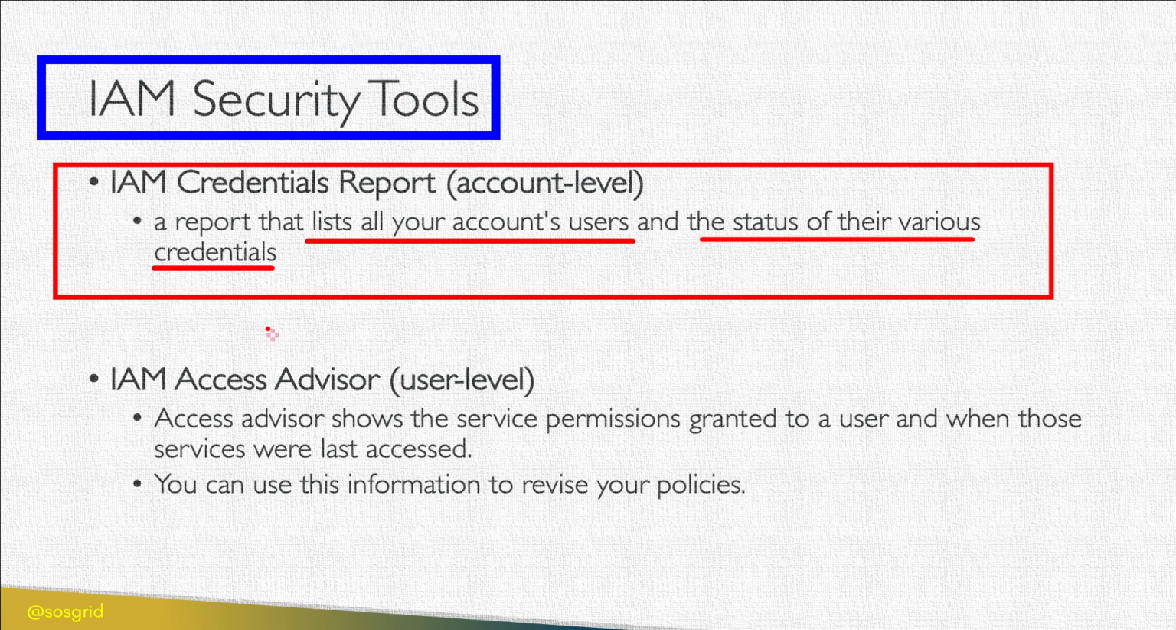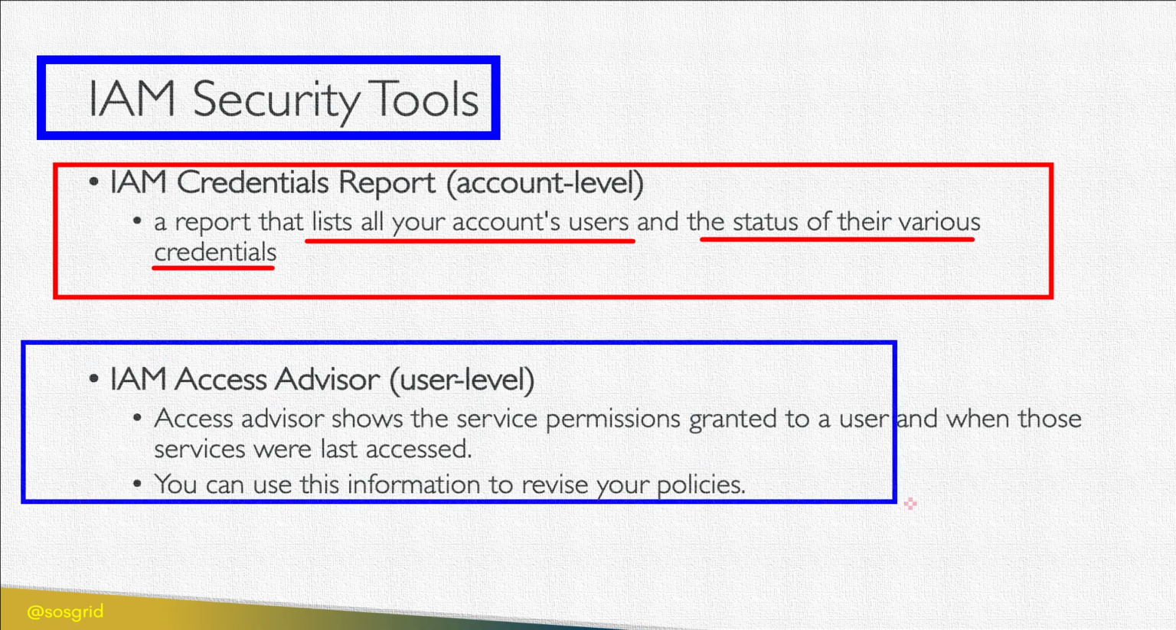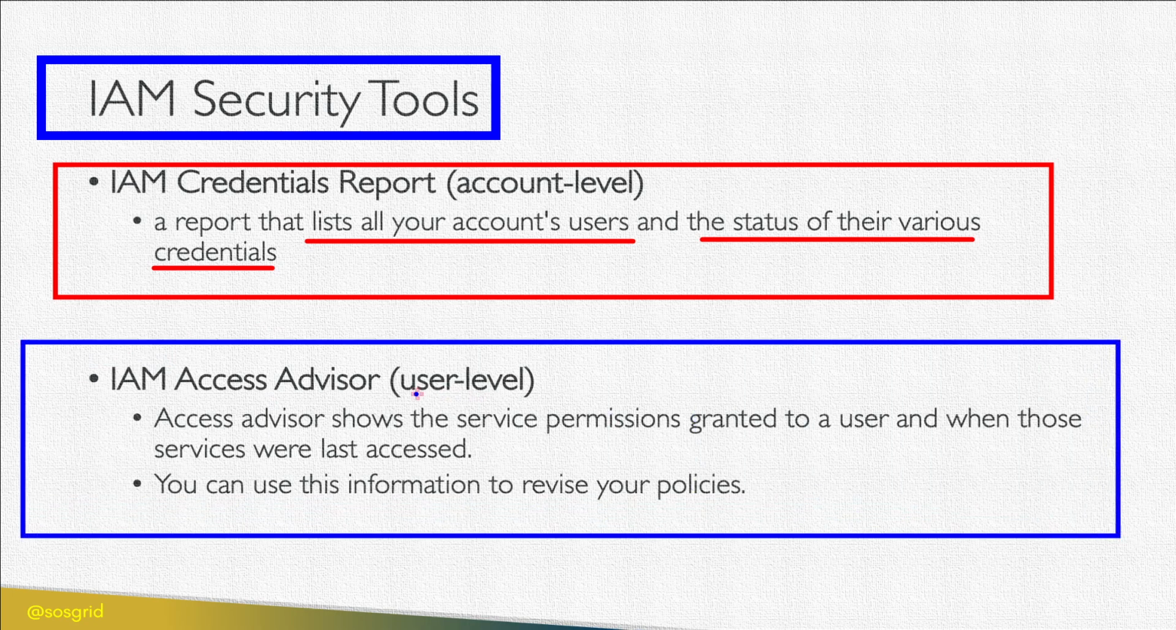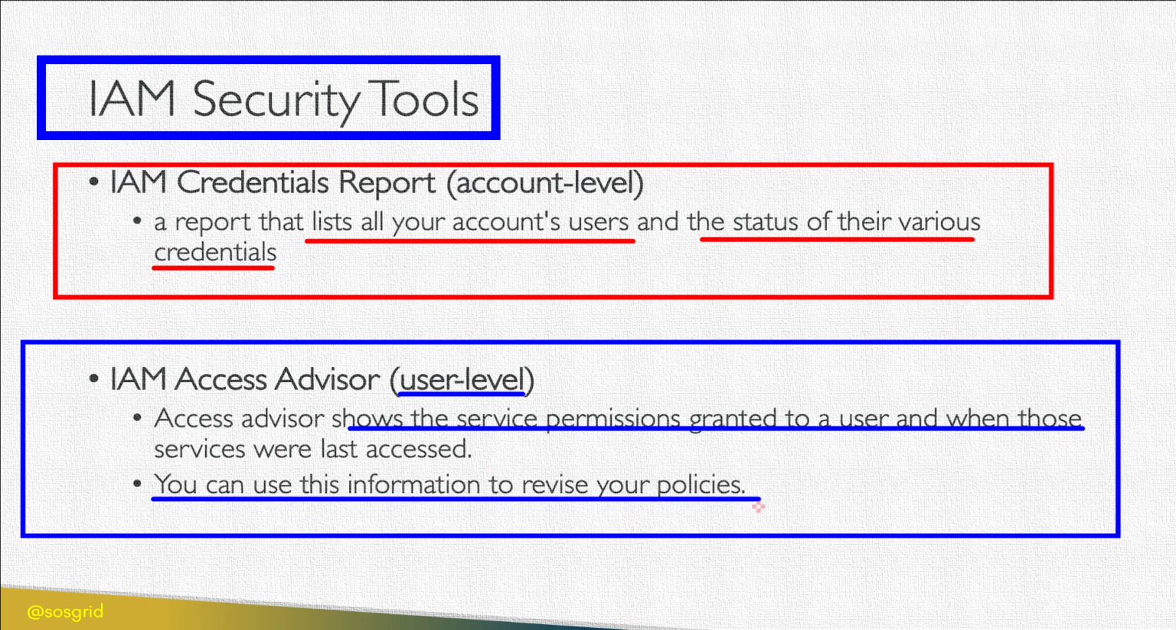Okay, and then we have the second one, which is the IAM Access Advisor. This is usually on the user level. Okay, and it shows the service permissions granted to a user and when those services were last accessed. And you can simply use this information to revise your policies.